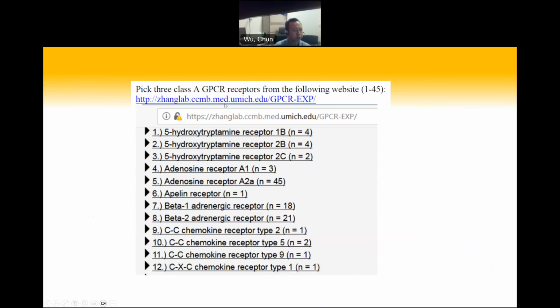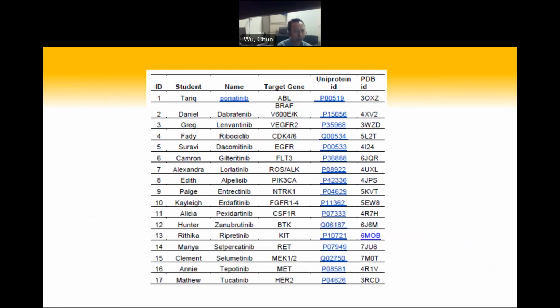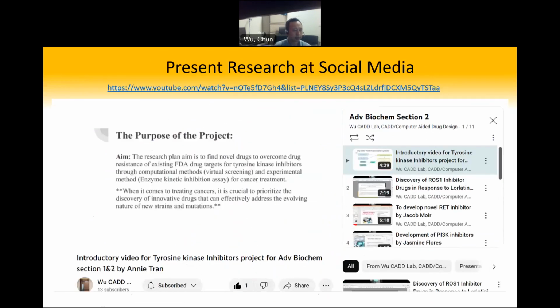Here are the drug targets. One year we implemented class A GPCRs, which are the largest class of drug targets for current medicine. No surprise, 2 years ago we picked COVID-19, the SARS-CoV-2 target, to develop anti-SARS-CoV-2 drugs. And this year we picked kinases as the cancer target. And here is the YouTube video where students post their research talks.